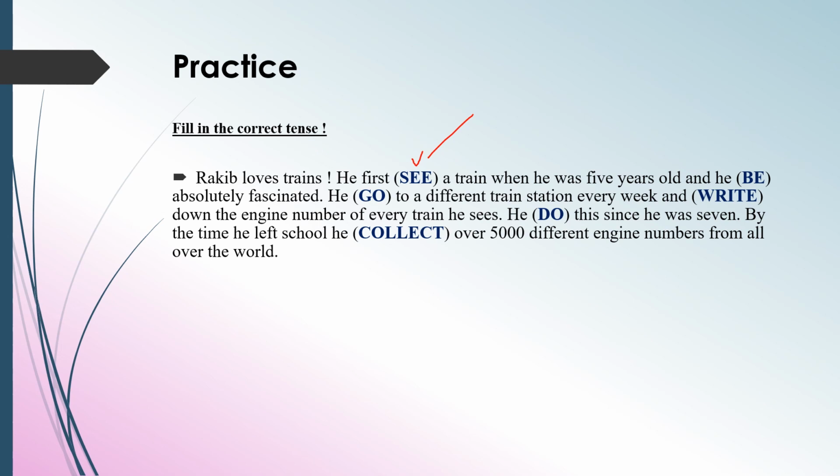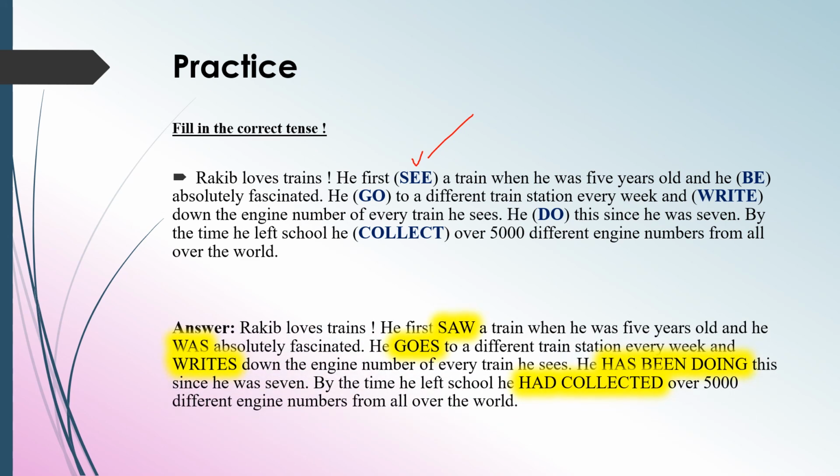So I would like to suggest or recommend you to give it a pause and try to write the answers and then come back, because I will be showing the answers now and analyze. Okay, 1, 2, 3. Here are the answers. Rakib loves trains. He first saw a train when he was 5 years old.